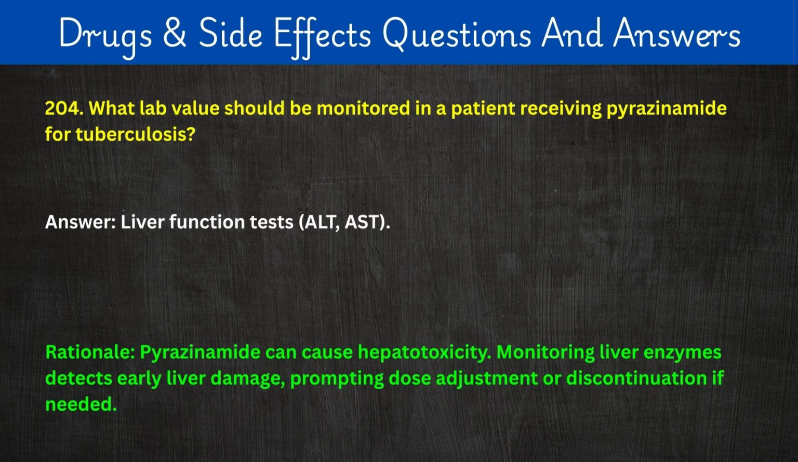204. What lab value should be monitored in a patient receiving pyrazinamide for tuberculosis? Answer: liver function tests, ALT/AST. Rationale: pyrazinamide can cause hepatotoxicity. Monitoring liver enzymes detects early liver damage, prompting dose adjustment or discontinuation if needed.